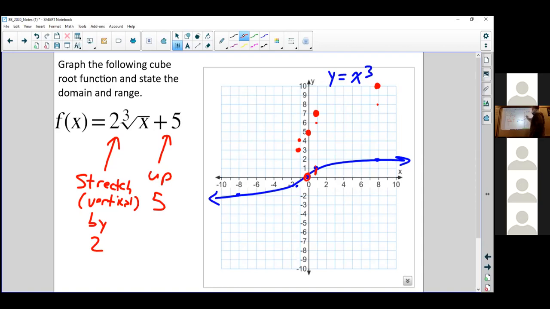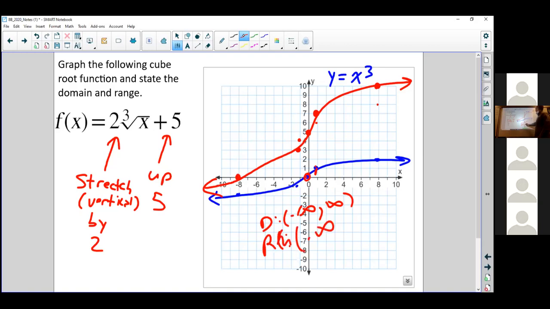How many was that? 1, 2, 3, 4. So this is what this graph looks like. It should be smooth, without any wobbles in there. Domain and range, positive and negative infinity on both. Range, negative to positive infinity as well. Okay, so the graph stretches, shrinks, moves vertically, horizontally.